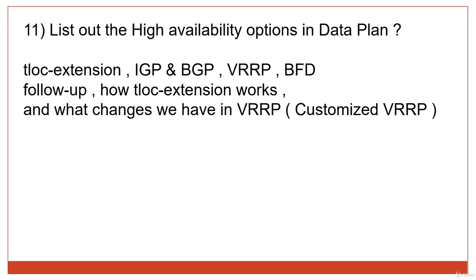But with VRRP in SD-WAN, you can track the OMP, meaning you can track the control plane. And even further, we can track a certain prefix that is behind the OMP. Now, suppose that particular prefix you are tracking is unreachable, that means it will mark that OMP as also down, and then the other device will become the active forwarder, or it becomes the master, and it will forward the traffic. So that's the difference we have in VRRP in SD-WAN. And again, you can refer to the documentation if you want to know more about this, but this will be a sufficient answer for this interview question.